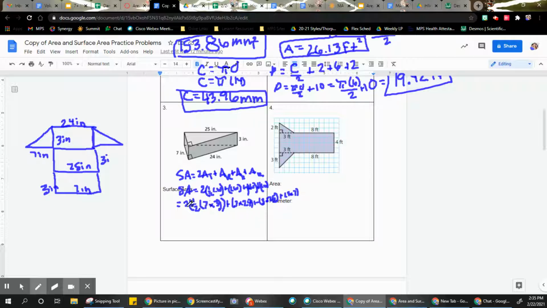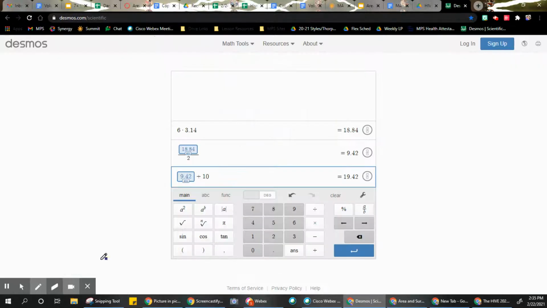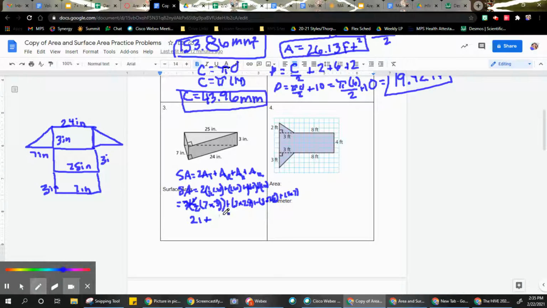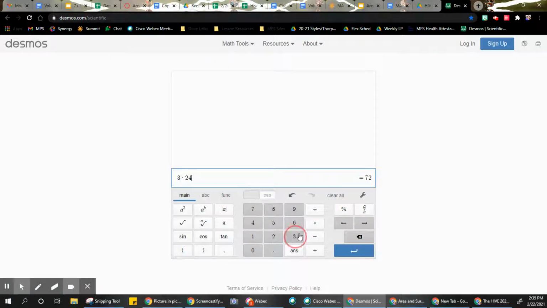Okay, now this 2 and 1/2 are going to cancel each other out. So now I have 7 times 3, which is 21, plus 3 times 24. So let's do that on my calculator. Clear all. 3 times 24, which is 72. So I'm going to come back over here and write plus 72 plus 3 times 25. So I'm going to clear all. 3 times 25, which is 75.